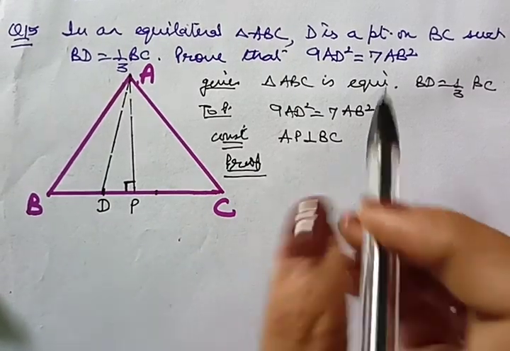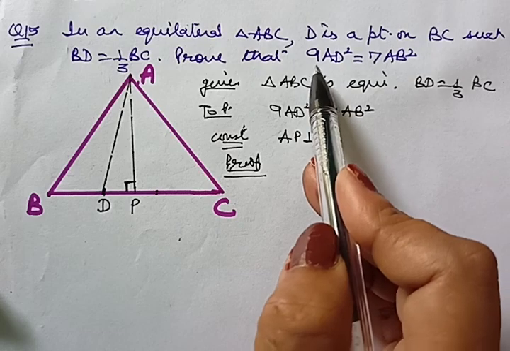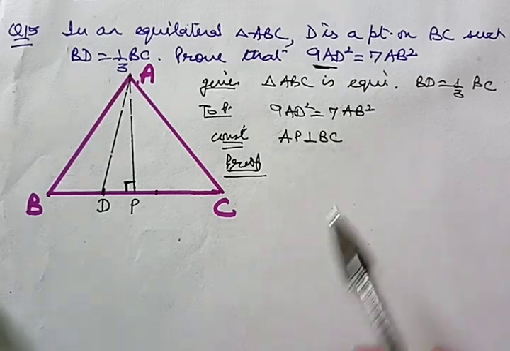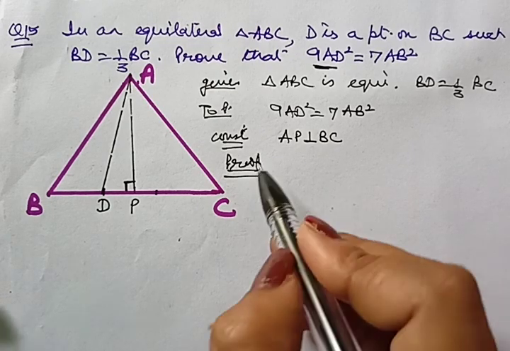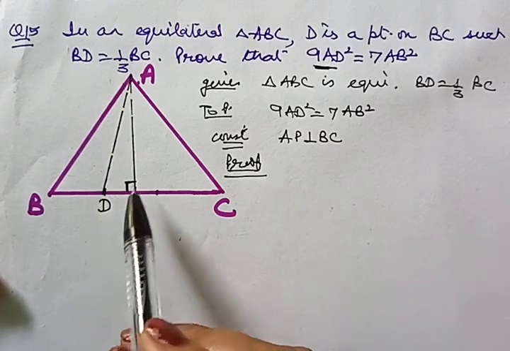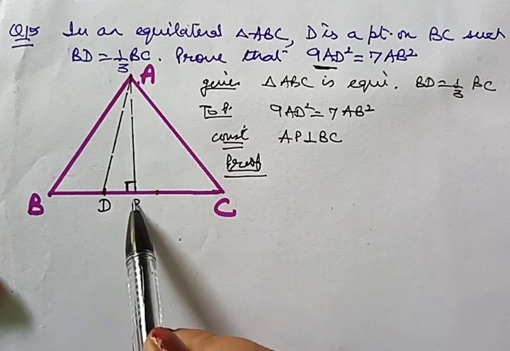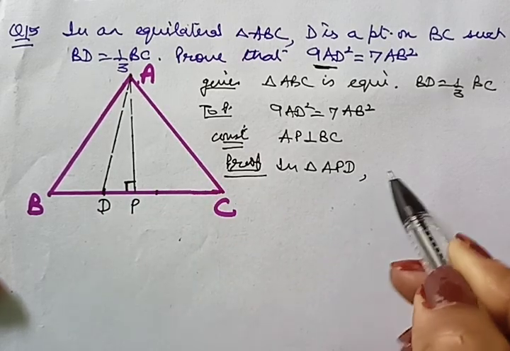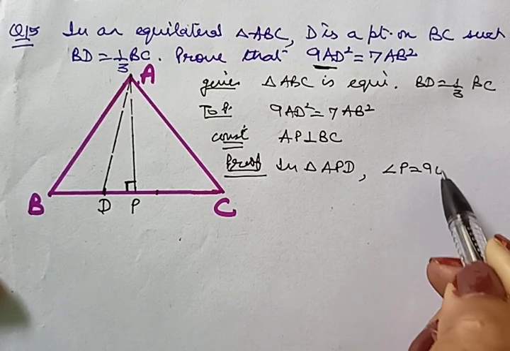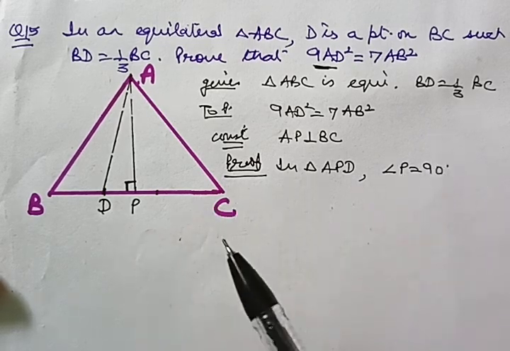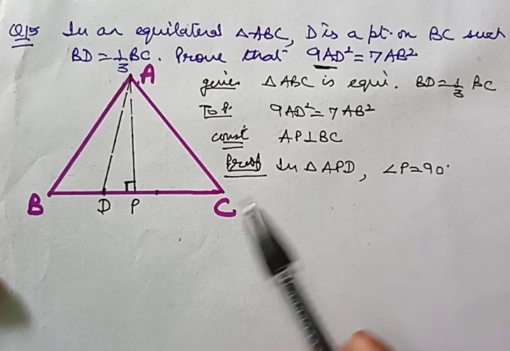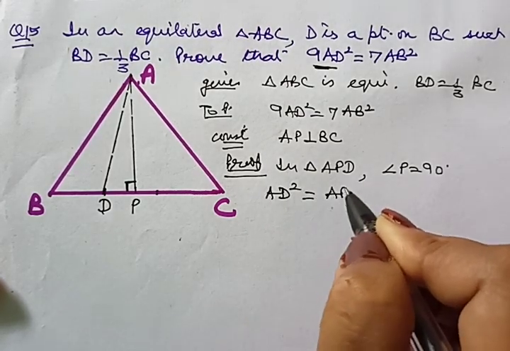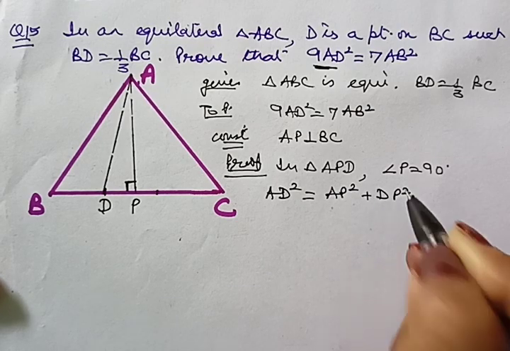See, start the proof from what you need. You need AD square. You somehow need AD square. So let us try to bring AD inside, right? So how can I bring AD inside? I can apply Pythagoras theorem in triangle APD. So in triangle APD, see, you don't have to cram any step. You just see, I want to bring AD inside. How to bring AD? By applying Pythagoras theorem. Let us apply Pythagoras theorem. AD square is equal to AP square plus DP square.